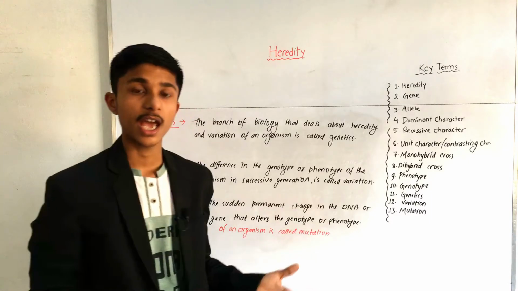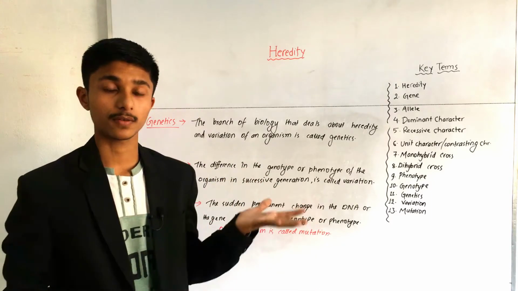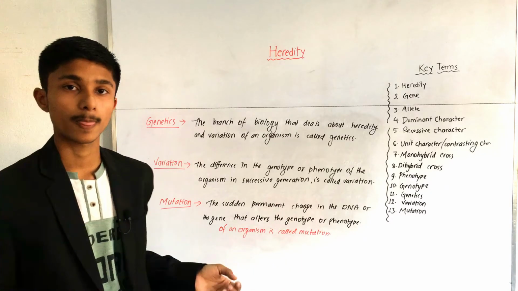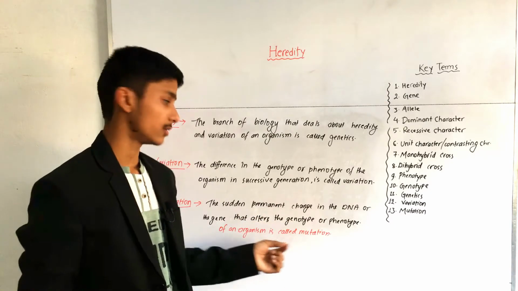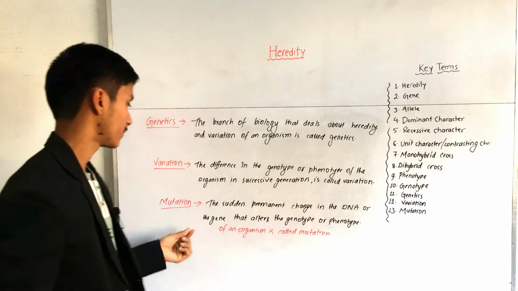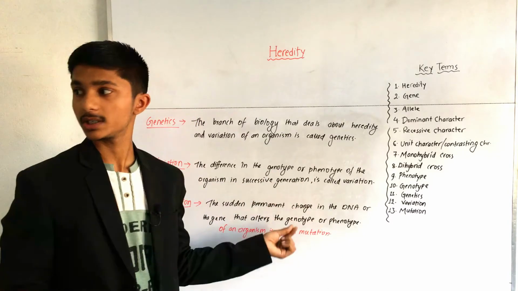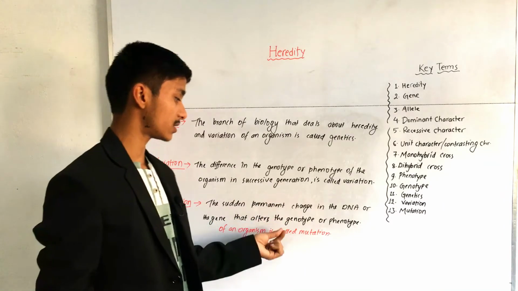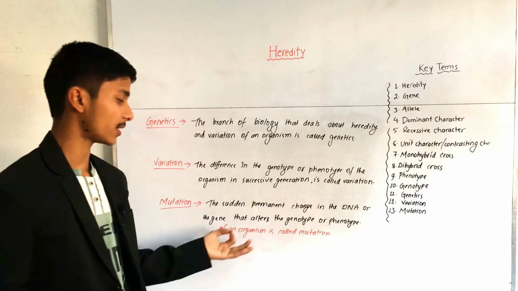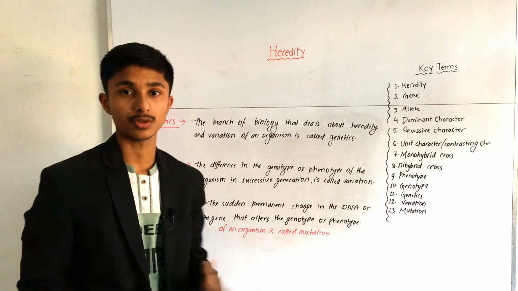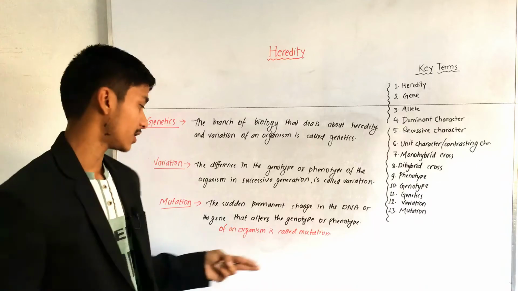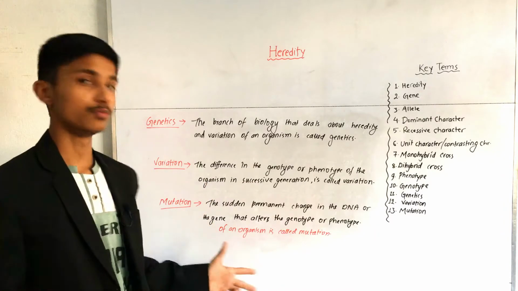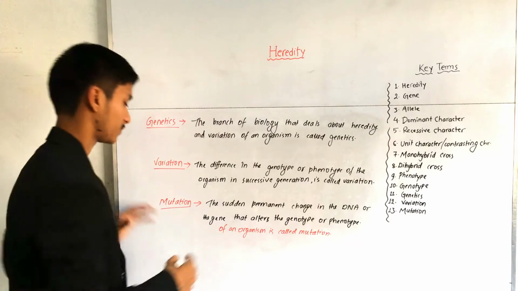And phenotype means, for example, having 6 fingers instead of 5 fingers, or having 10 fingers instead of 5 fingers. That is called phenotype. It is the sudden permanent change in the DNA or the gene that alters the genotype or phenotype of an organism. It's called mutation.